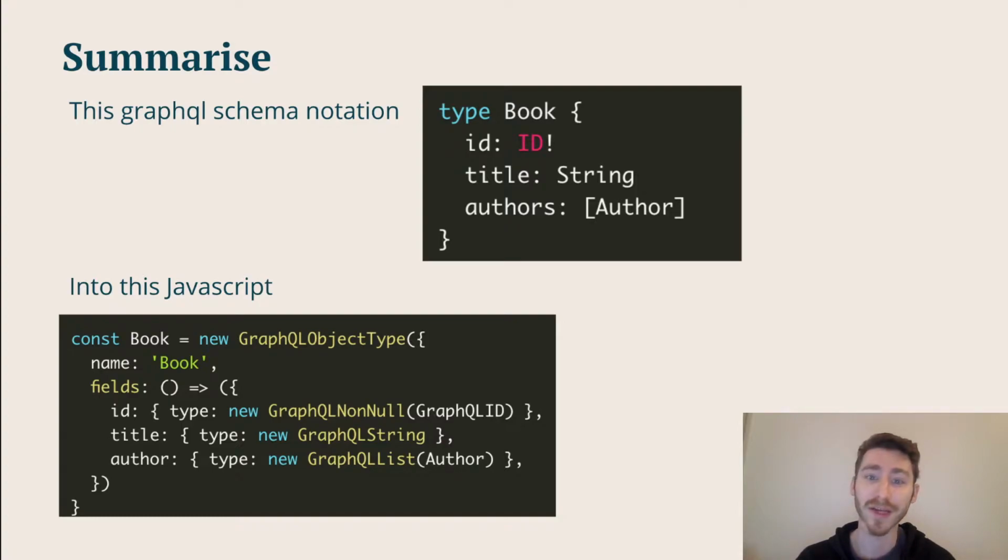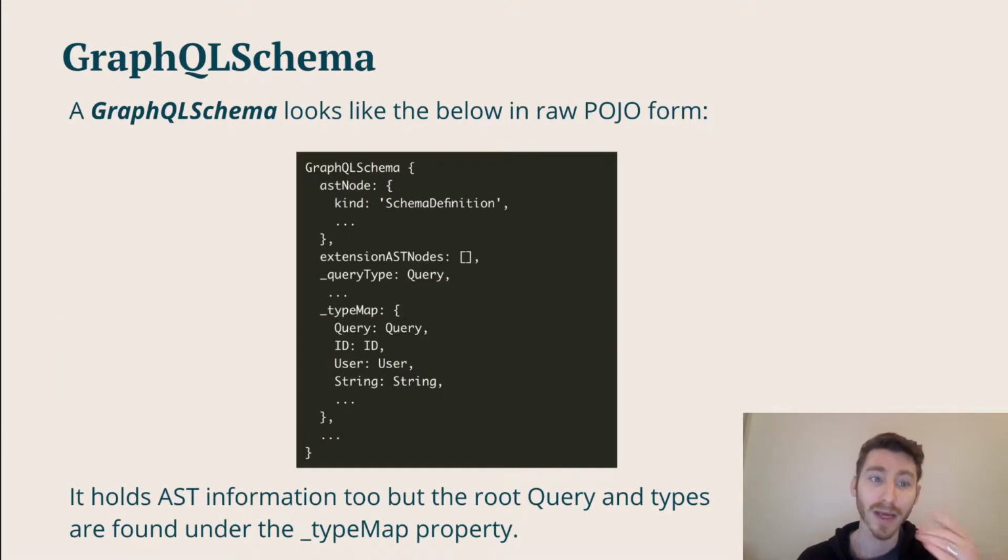So to summarize, essentially for building the schema, you turn this type with book, ID, title, and a list of authors into this JavaScript, where you've got these object instances being created, these class instances being created with fields. So almost all of the GraphQL types that you define will be object types. Object types have a name, but most importantly describe their fields. Here's a GraphQL schema. It looks like the below in the raw plain old JavaScript object form. And it holds AST information too, but the root query and types are found under the underscore typeMap property.